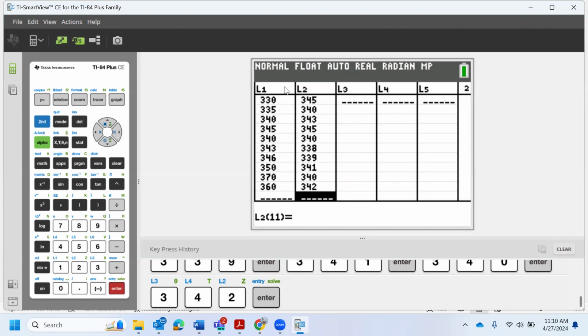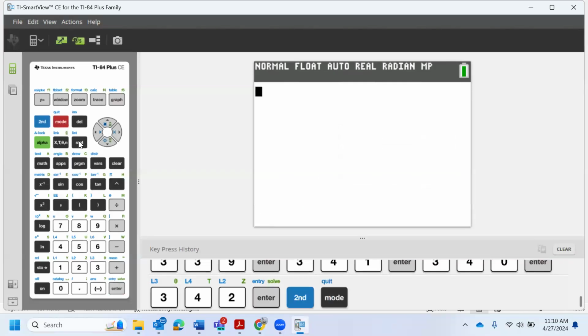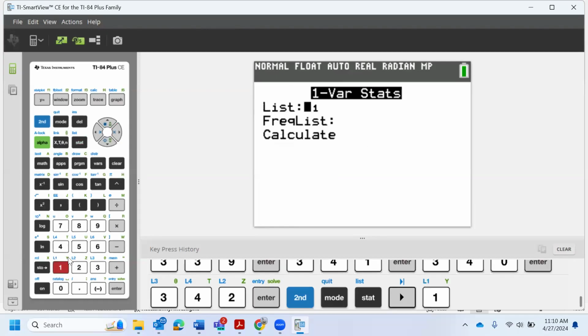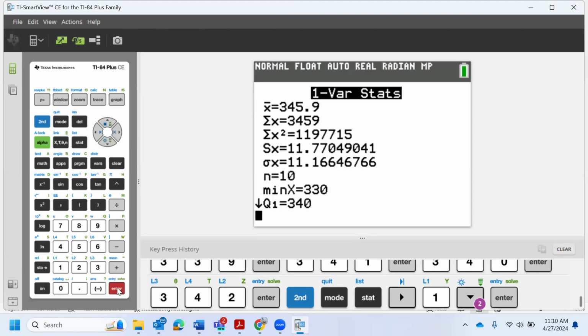Okay, so we have runner one and runner two. Actually, you can rename them, but that's just going to waste our time. So remember this is runner one, runner two. What we're going to do is go to calculate and do one var stat, first for runner one. You can copy the values because we want the mean: 345.9.